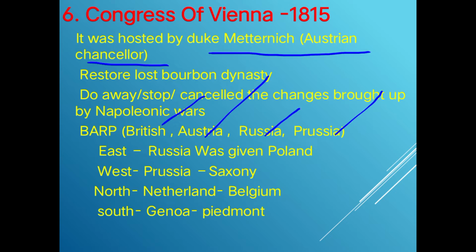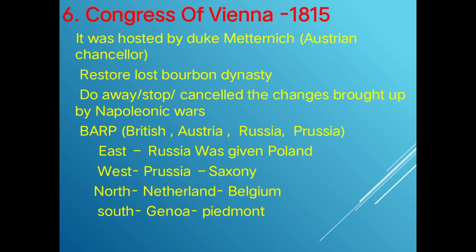We can easily remember these four nations with the shortcut BARP. And these four nations, along with Duke Metternich, made a systematic redrawing of the map of Europe. Two important objectives of the Congress of Vienna.